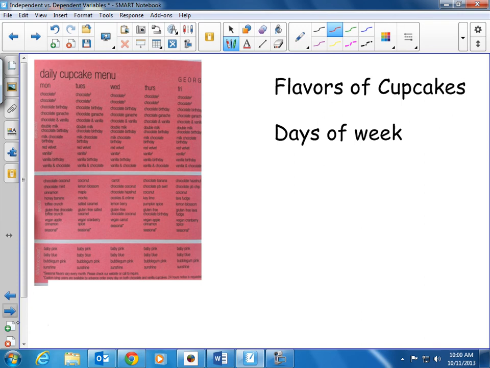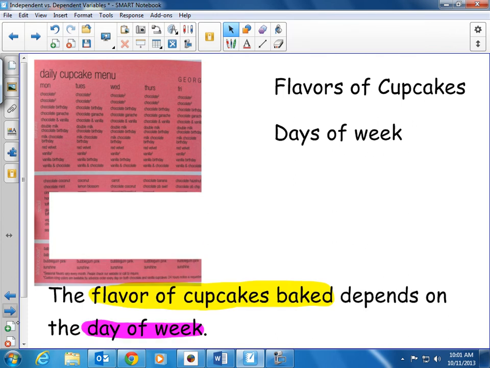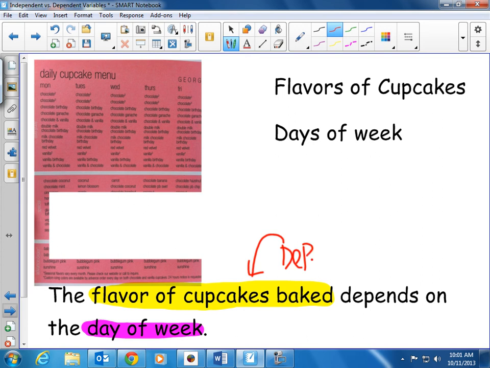Here, I've got a picture of the cupcake menu from Georgetown Cupcakes that I visited this summer in Washington, D.C. So you've got all the flavors of the cupcakes with the days of the week. So do the flavors of cupcakes that are baked depend on the day of the week, or does the day of the week depend on the flavor of cupcakes? Which one's changing? Yeah, the flavor of cupcake is going to depend on what day of the week it is. What flavors are available to buy depend on what day of the week you visited. So flavor of cupcakes, again, it's what comes right before the words depends on. There's our key words. So this one is my dependent variable. My independent variable is going to be the day of the week.